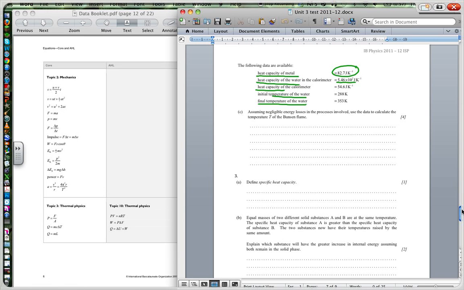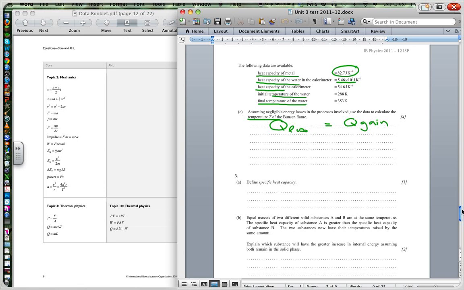So we're basically going to get a heat loss. We're going to get Q loss is equal to Q gain. Now the loss is going to obviously come from the metal, and the gain is going to come both to the water and to the calorimeter. Now it says in the question here, assume negligible energy losses in the process involved. Use the data to calculate the temperature T of the Bunsen burner. So, what was the loss of heat?